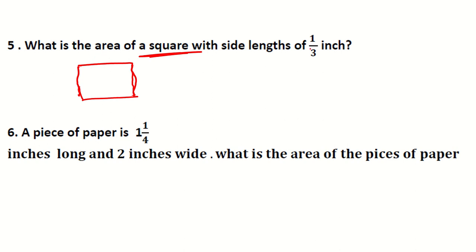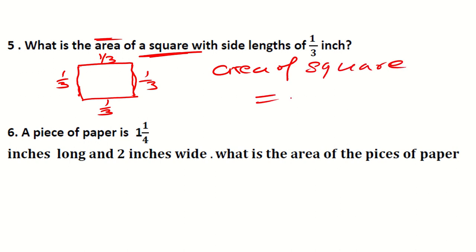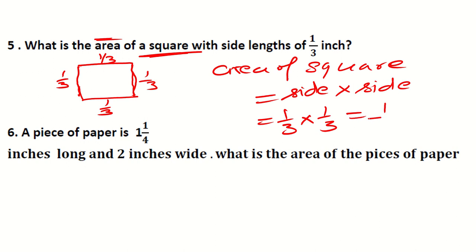This particularly for this question, this is 1 over 3 inch, 1 over 3 inch, 1 over 3 inch and 1 over 3 inch. So what is the area? Area of square is side multiply by side, or you can say side power 2. So this is 1 over 3 multiply 1 over 3. So 1 multiply 1 means 1 and 3 multiply 3 means 9.